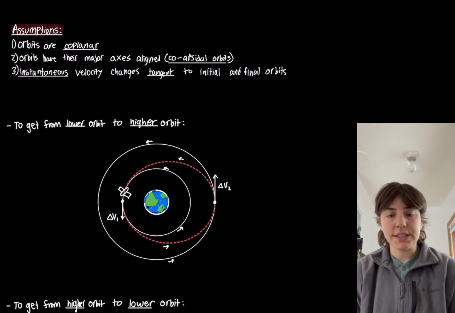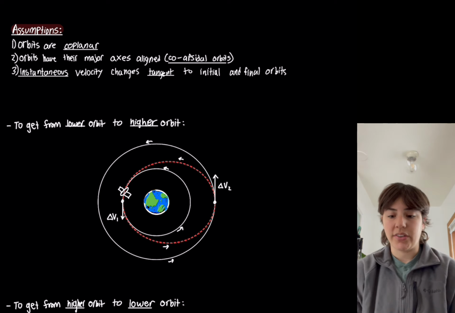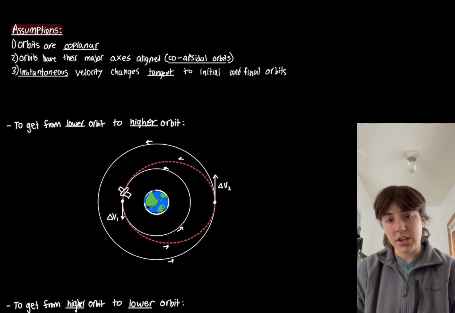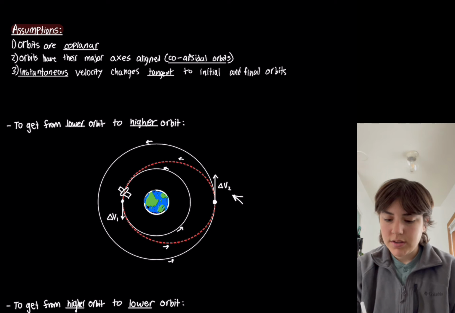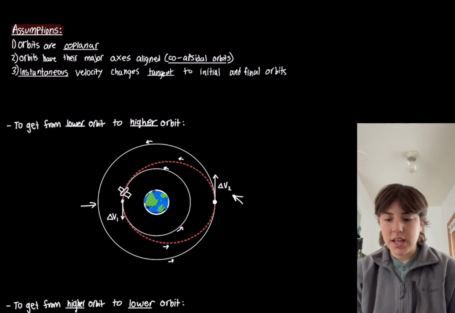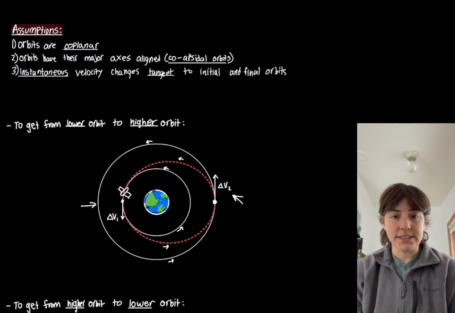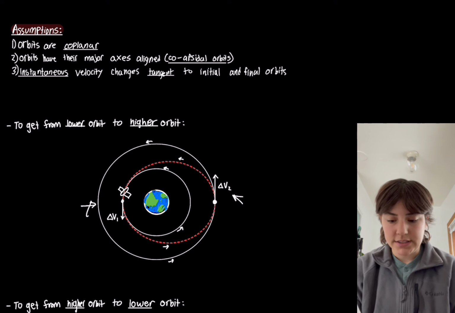So the third assumption is that there are instantaneous velocity changes tangent to the initial and final orbit. So right here you can see we've got two tangential velocity changes that are instantaneous. And this is, as I explained a second ago, important for saving fuel.